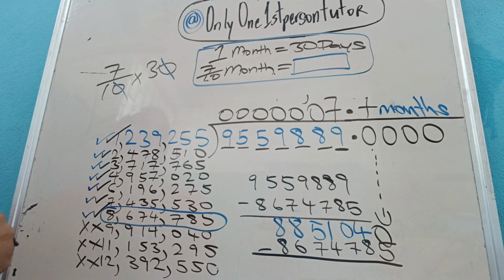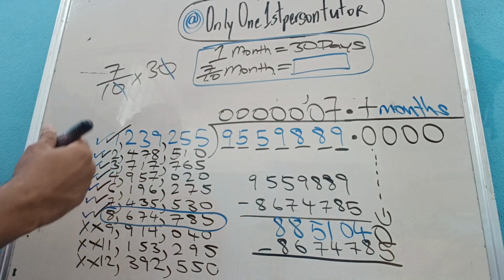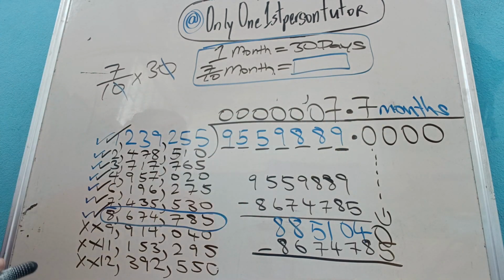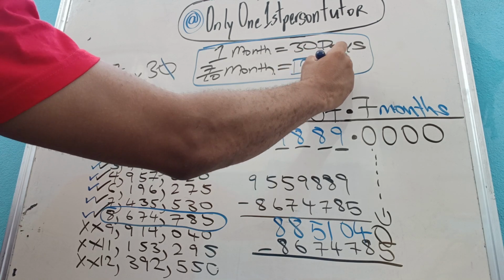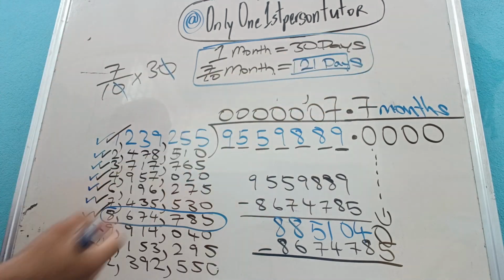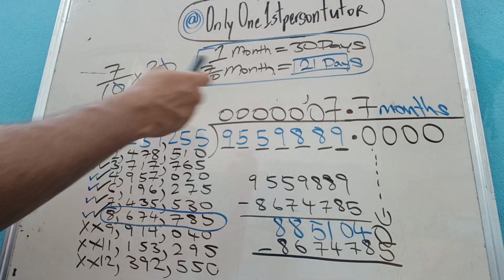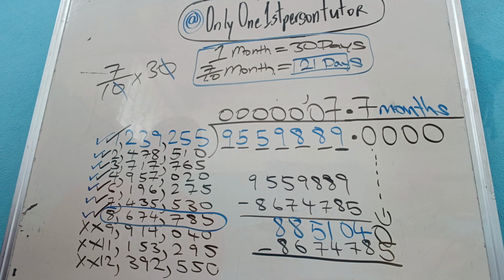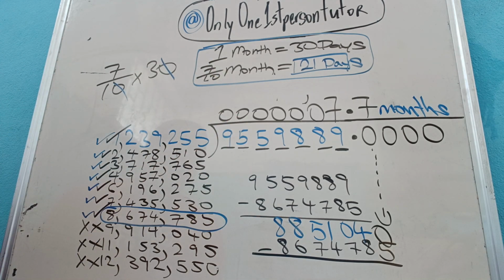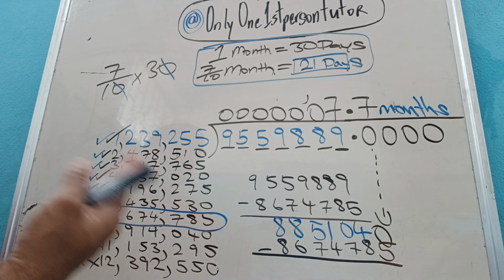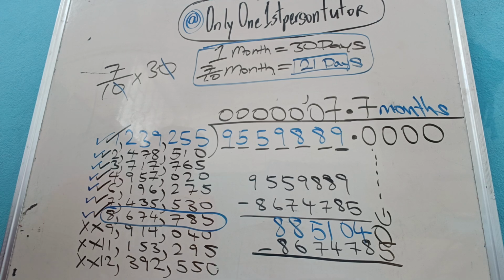So now 7/10 of the month gives us, I wanted another color marker, but can't be bothered to find it. So anyway, that will be 21 days, right? That will be 21 days. So therefore, 7 months and 21 days is roughly 8 months, right? Because compare 21 days to half of it. You almost reach the end of the month, so you might as well call it 8 months, right?